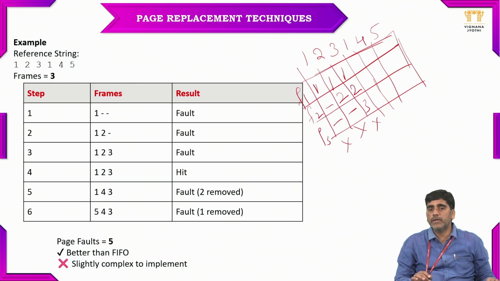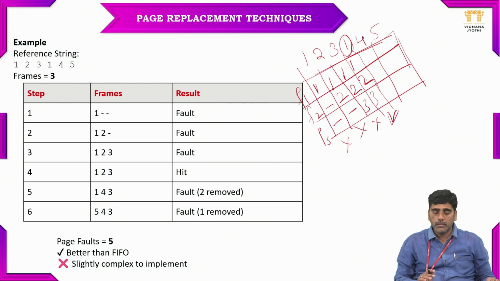Now the fourth page is requesting to load into the memory. Check first whether it is already available or not. The new page is 1. Page 1 is requesting to load. Is it already available in the main memory or not? Yes, it is already available in the memory. So we can say that it is a page hit.